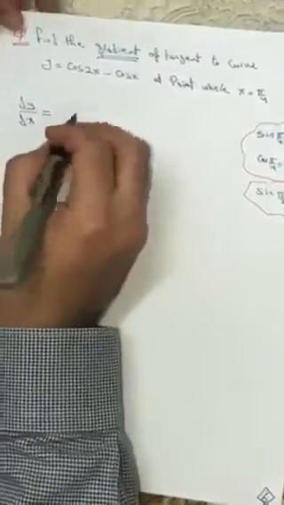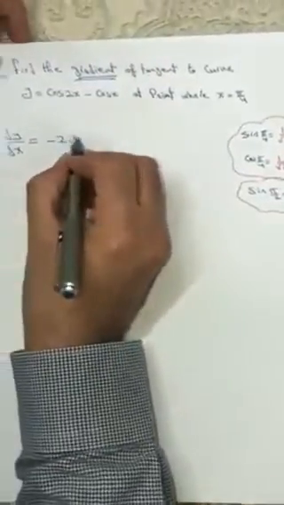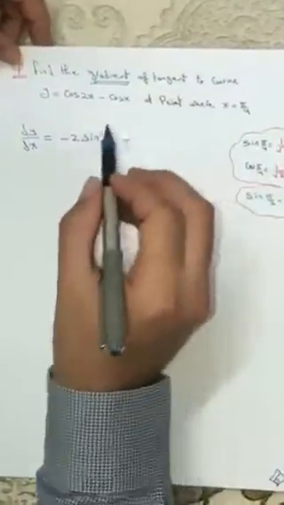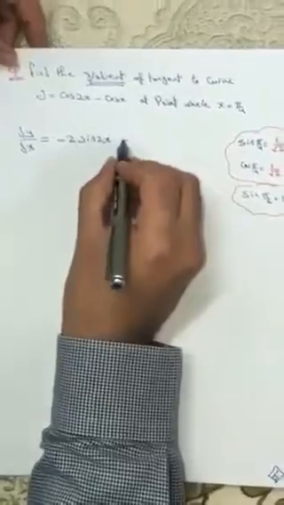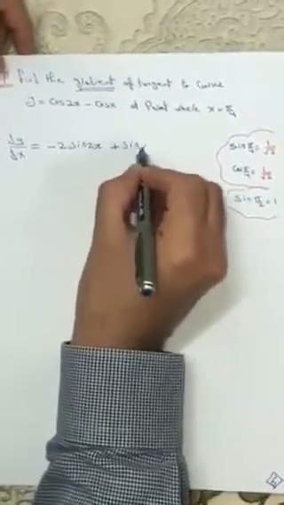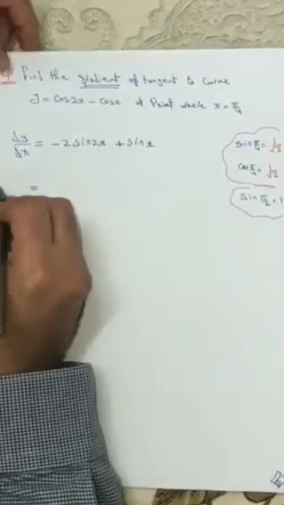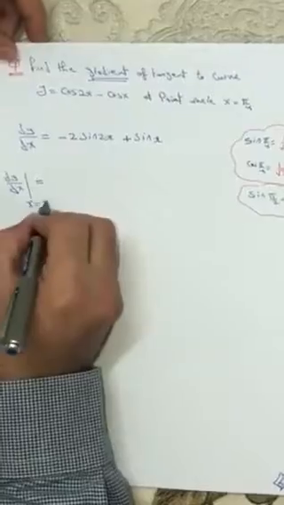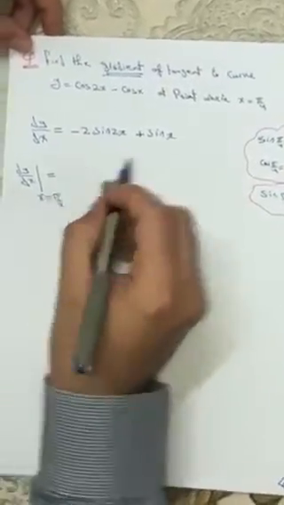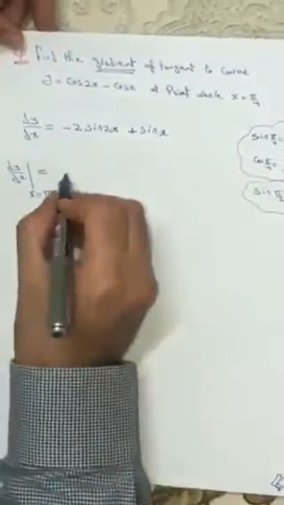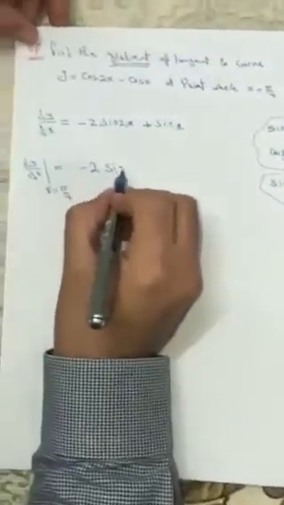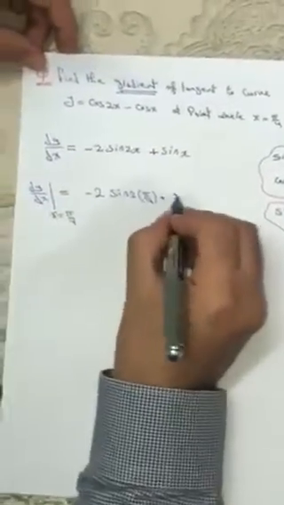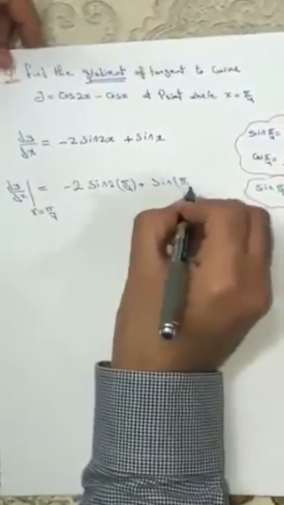Differentiation of cosine 2x is negative 2 sine 2x, minus the derivative of cos x. Derivative of cos x is negative sine x. Negative negative is positive sine x. Now let's find the gradient dy by dx at x equals pi over 4. So you have to change your calculator to radian. Now replace: negative 2 sine 2 multiplied by pi over 4, plus sine pi over 4.